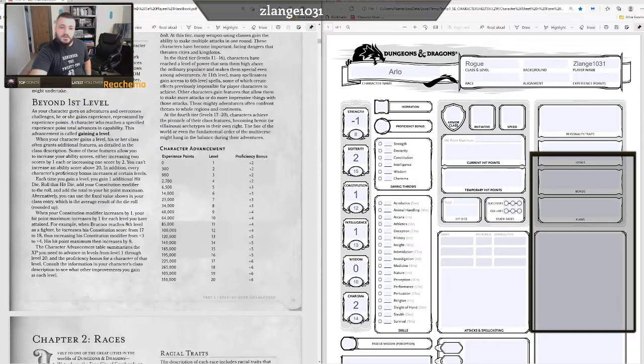In experience, there are different ways of doing experience. There is the point method, which the Dungeon Master will award you points based off of creatures you kill, challenges you pass. They'll come up with how you receive points. Or there is the achievement method, which is once you reach a certain point in the story, the DM will be like, okay, at this point you level up.